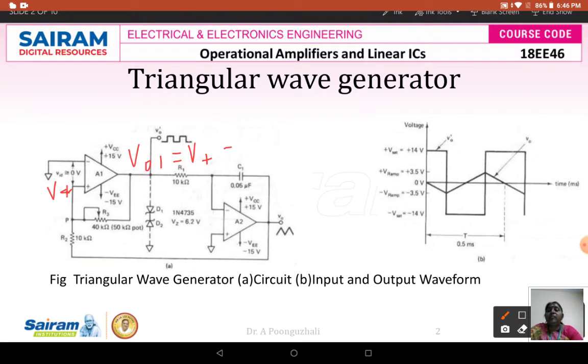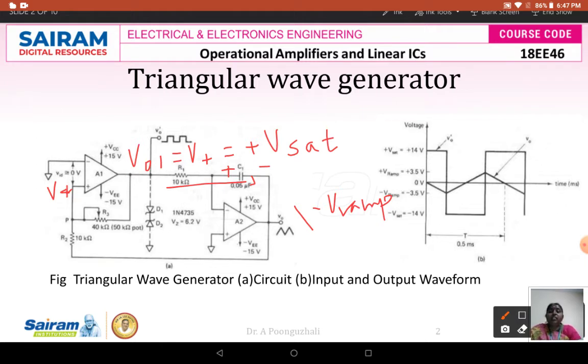So if the offset voltage is positive, my output is also going to be positive and the op amp is going to be driven into saturation. So this is going to be Vsat. When it is at Vsat, current is going to flow through the circuit like this and the capacitor is going to get charged. When the capacitor gets charged, I am going to get a negative going ramp. So my output is going to be at minus Vramp.